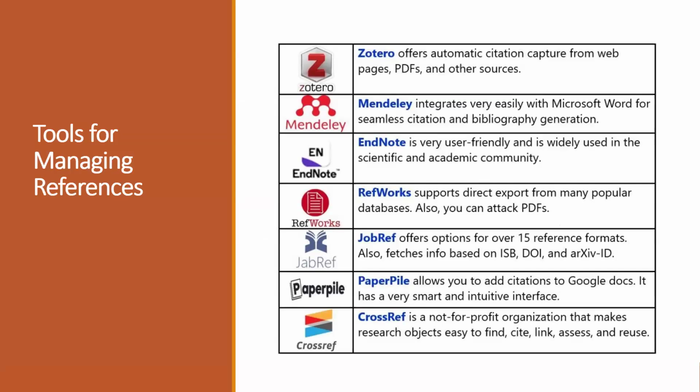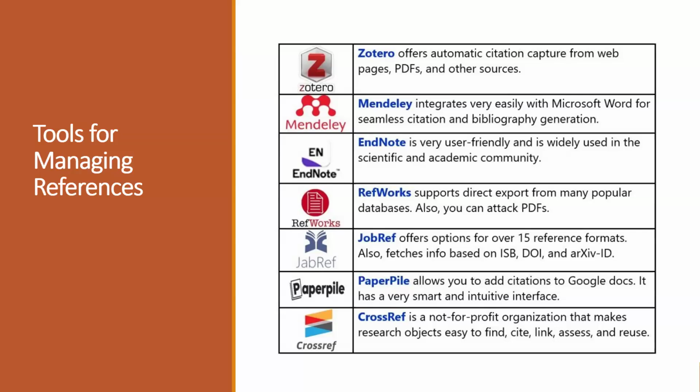So as I told, Zotero and Mendeley are the free softwares which you can use. You can also go for EndNote, which is user friendly, and it is mainly used by the wider community for writing academic articles. You also have RefWorks, which is mainly supported to export, and it will try to get the references with the help of PDFs.